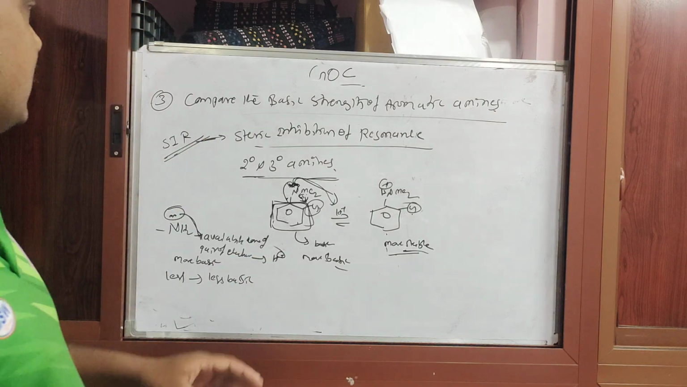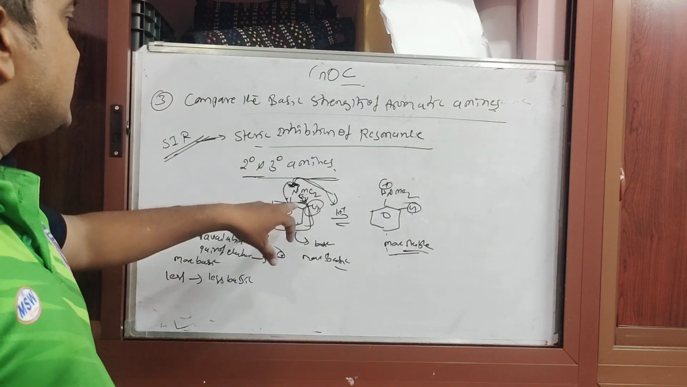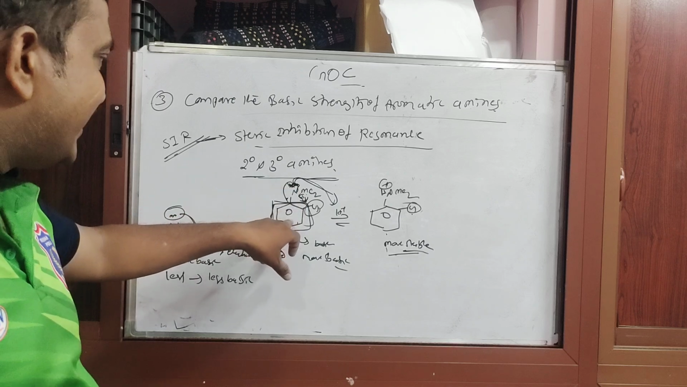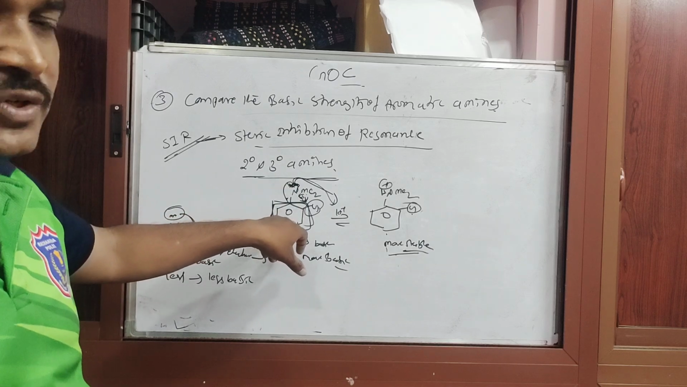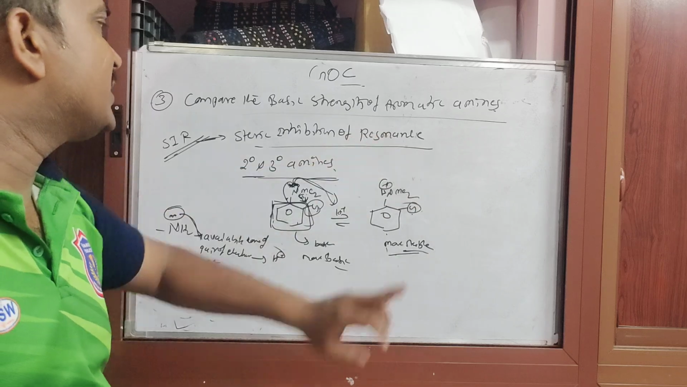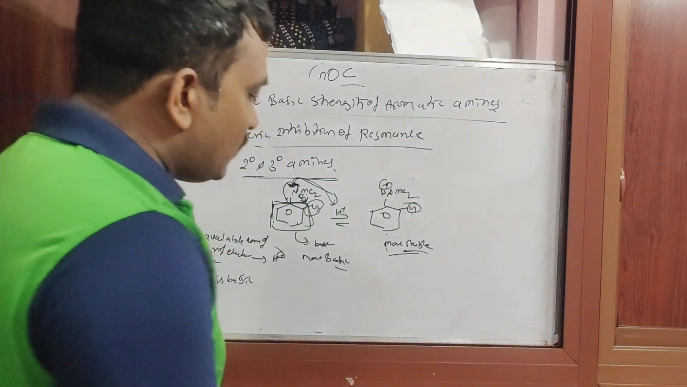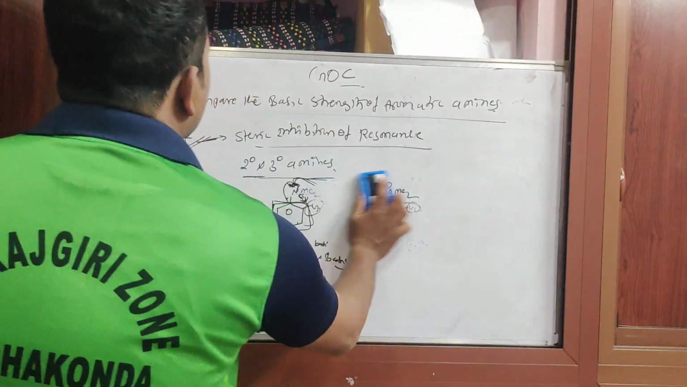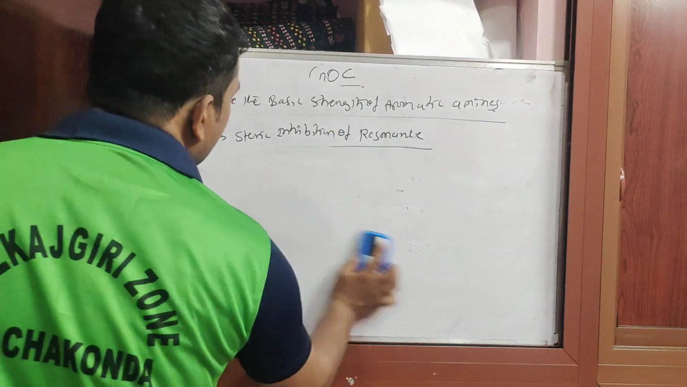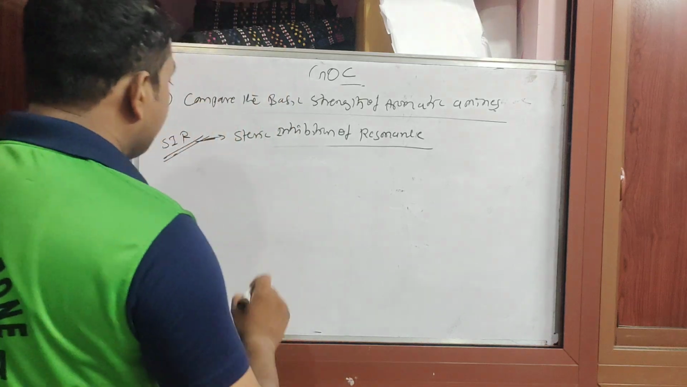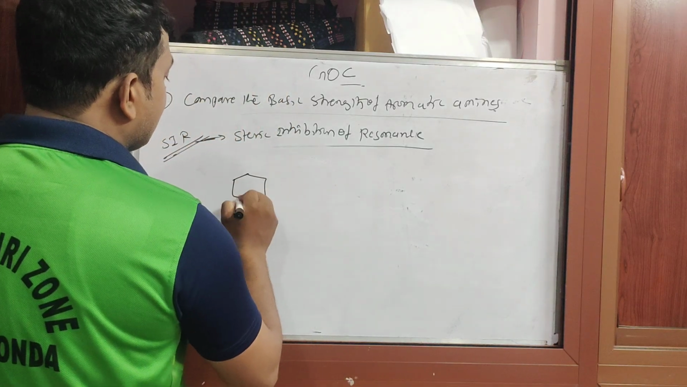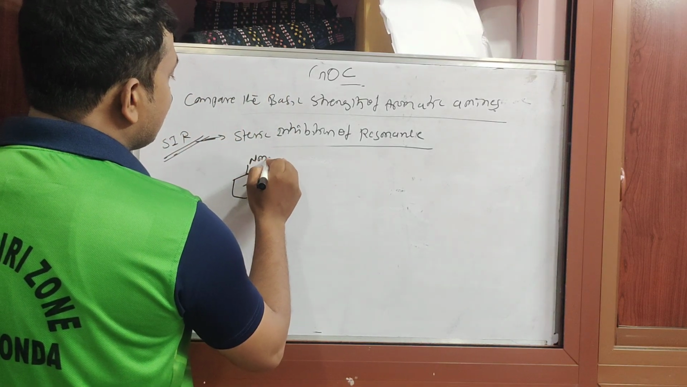Here, this lone pair is sterically inhibited from participating in the resonance. That's why this is called steric inhibition of resonance. If you take, for example, one or two examples, take basicity and dimethyl.